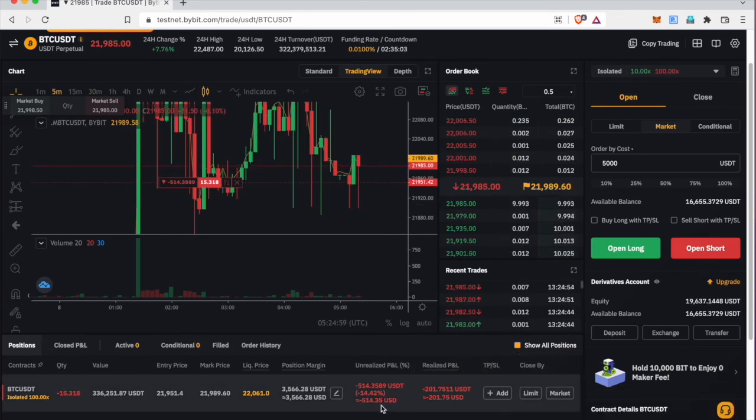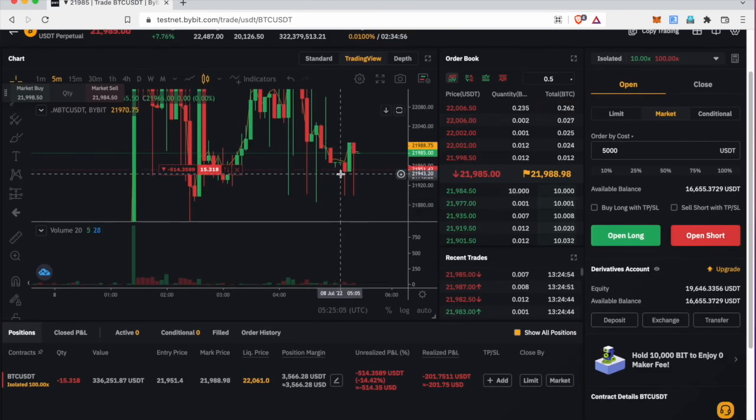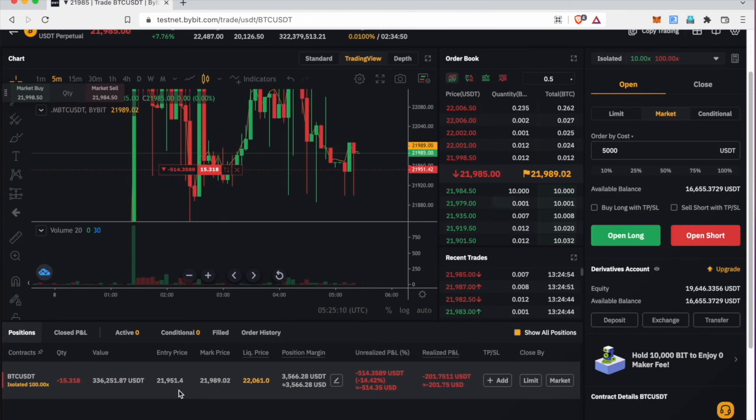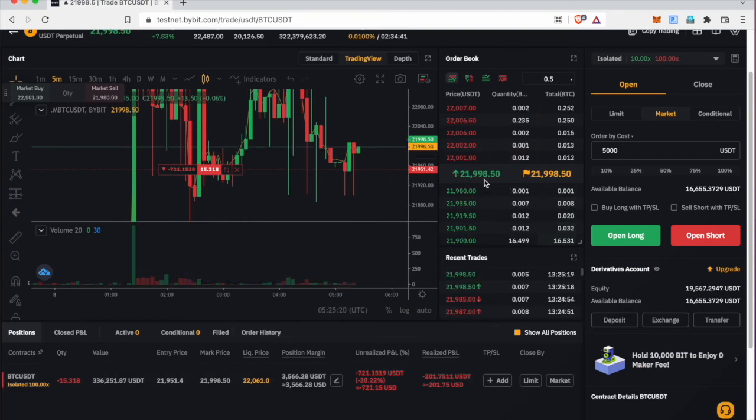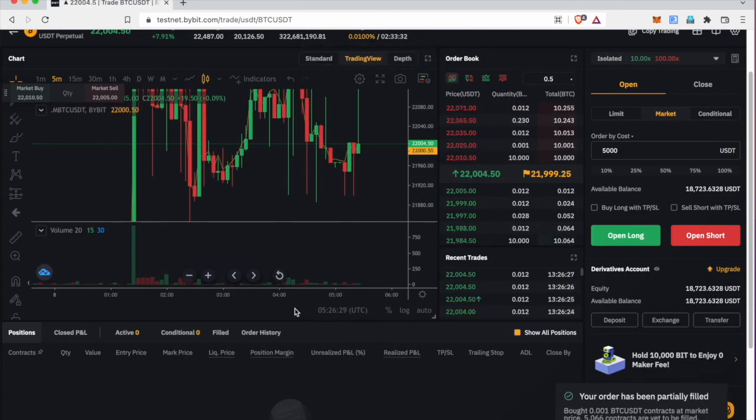The order is being filled. Okay, now this dotted line is the entry price. It's showing you. Yeah, it's a good interface with Bybit. The entry price is 21951. Like I mentioned before, if the market price is above the entry price for a short trade, you will make a loss. Be aware of the liquidation price like I mentioned before. This is a short trade. I'm going to close the trade manually now, so I hope you have a better understanding of long trade and short trade.